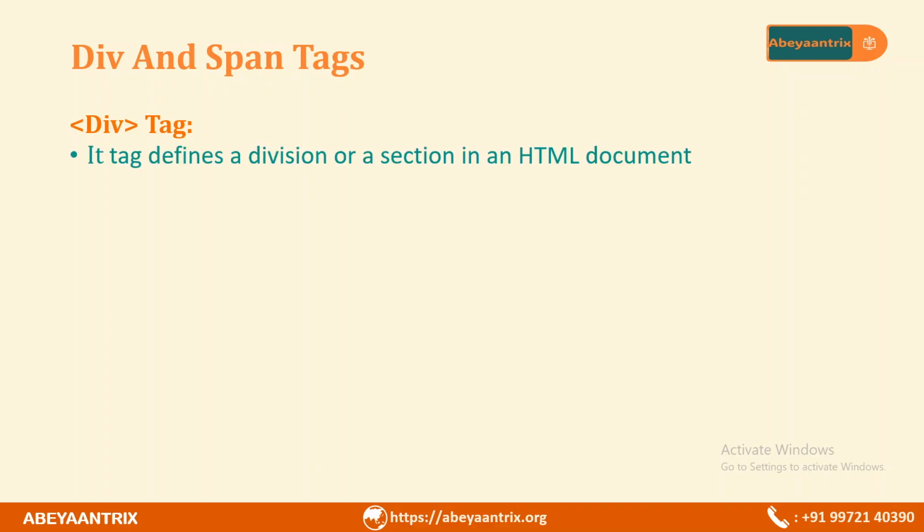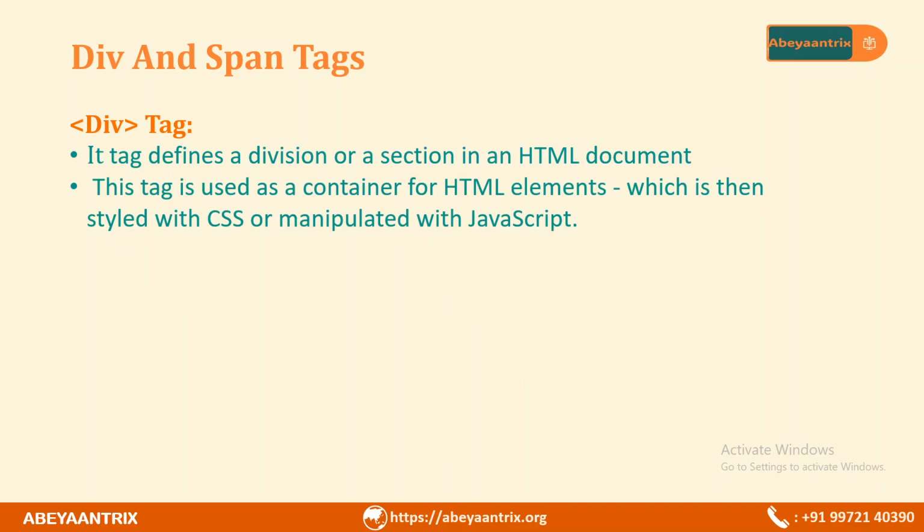The division tag defines a division or a section in an HTML document. Think of it as a box or a container that holds other HTML elements. The division tag is a block level element, which means it takes up the full width available and always starts on a new line. It is primarily used as a container for HTML elements, which can be styled with CSS or manipulated with JavaScript. You can use the class or ID attributes to target specific divisions.